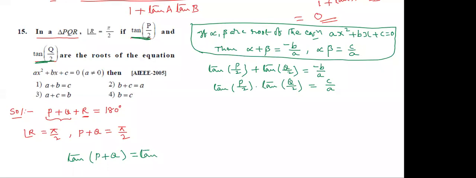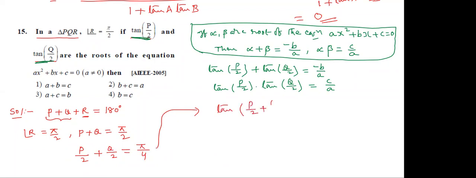So here directly we can't apply the tan. Here p by 2, q by 2 terms are there. Divide 2 on both sides first. P by 2 plus q by 2 is equal to pi by 2 divided by 2, that is pi by 4. Now apply the tan on both sides. Tan of p by 2 plus q by 2 is equal to tan pi by 4.